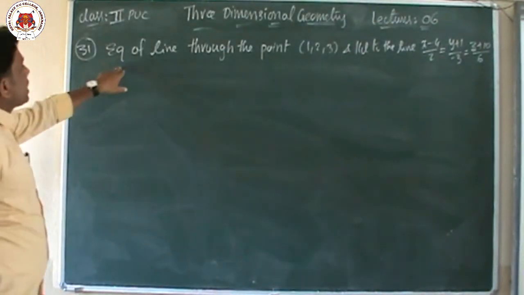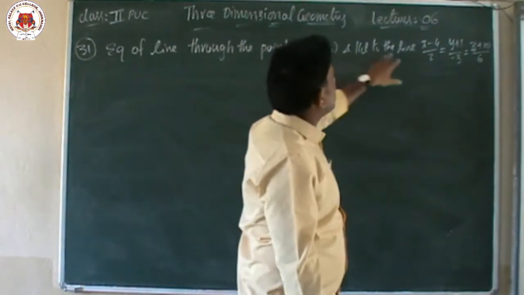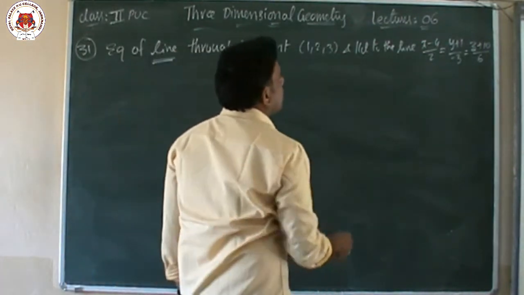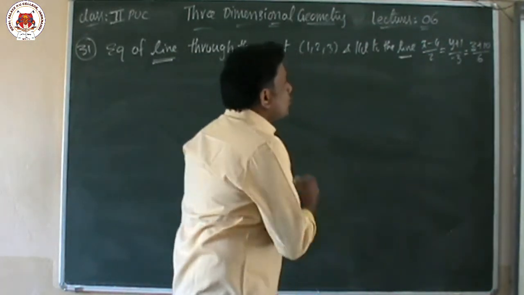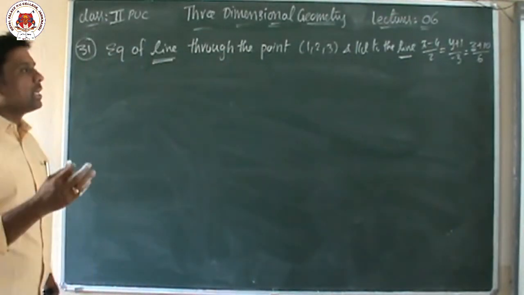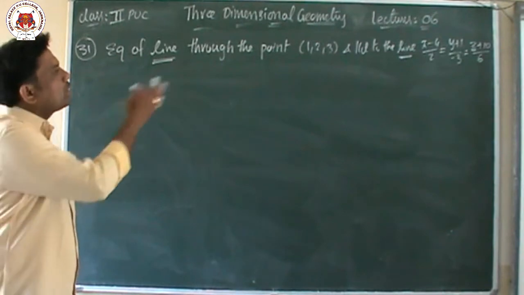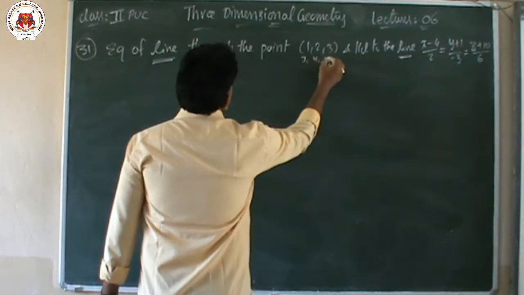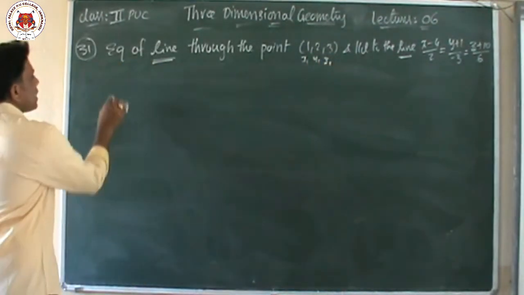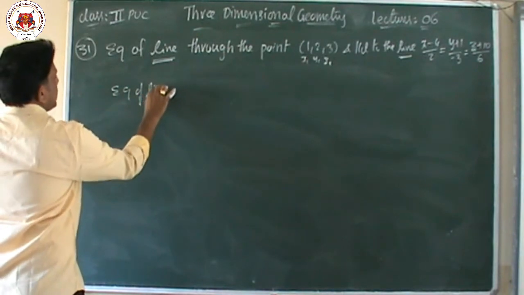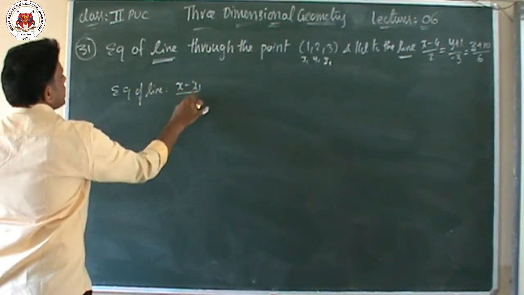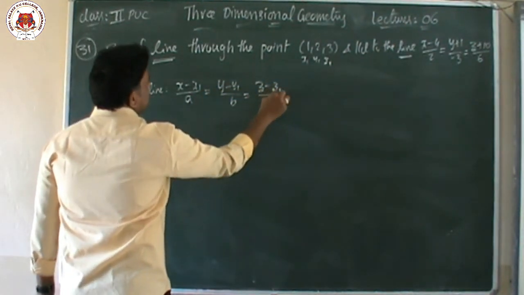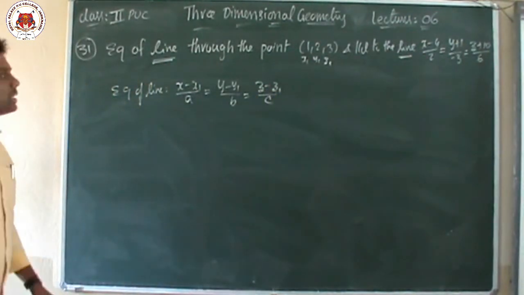He is asking for the equation of a line which is passing through this point and parallel to the given line. This one is the given line, and we have to find the required line. If two lines are parallel, compulsorily their DRs are in proportion; it is nothing but both DRs are the same. And he has given a crossing point also, x1, y1, z1. So what is the equation of the line in Cartesian form? x minus x1 by a equals y minus y1 by b equals z minus z1 by c. This is the equation of a line in Cartesian form.